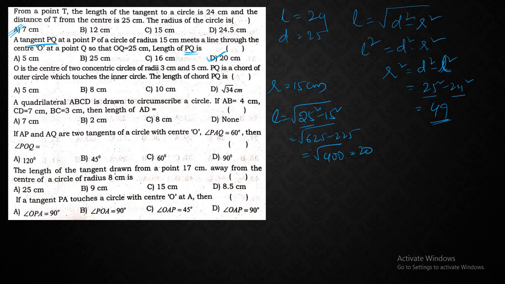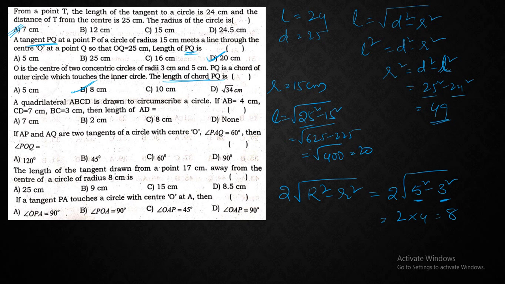Next, O is the center of two concentric circles of radii 3 and 5. He is asking the length of the chord. So already we have written the formula, no? 2 times root of capital R square minus small r square. What is capital R? 5 square minus small r square, which is 3 square. So 5 square minus 3 square is 4 square. Root of 4 square means 4. So 2 into 4 gives me 8 centimeters. So the answer is 8 centimeters.